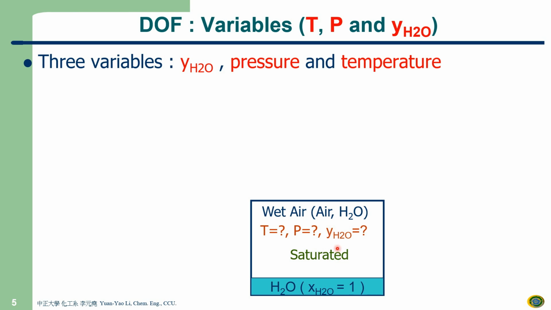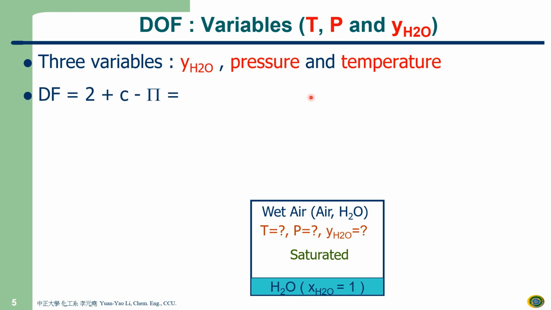You might say, well, Professor, where is the vapor pressure? Because of Dalton's law, you don't need to worry about the partial pressure of the H2O, because you can use Dalton's law once you get the molar fraction in the liquid phase. So there are only three variables.